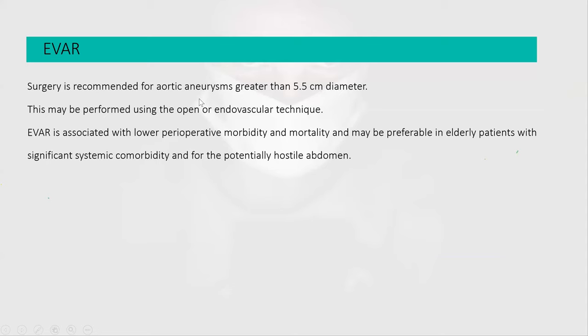Surgery is recommended for aortic aneurysm more than 5.5 centimeters. And using open or endovascular EVAR, the recent guidelines associate EVAR with lower short-term complications, lower morbidity and mortality, and it is a preferable option in elderly, unfit patients with significant systemic comorbidities and potentially hostile abdomen, meaning previous multiple surgeries.